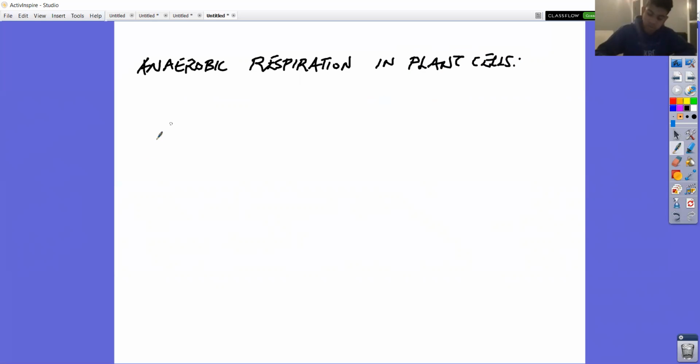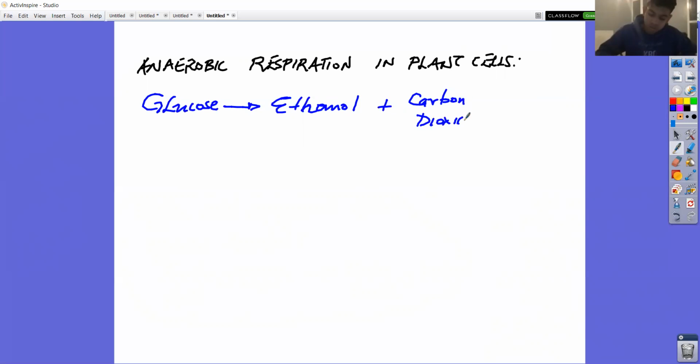Now for this one, we have glucose. Note that it is the starting product in both animal cells as well as prokaryotes. Glucose is the starting product. That is what we're getting our energy from. But this time we get ethanol plus carbon dioxide plus energy, which is transferred to the environment.